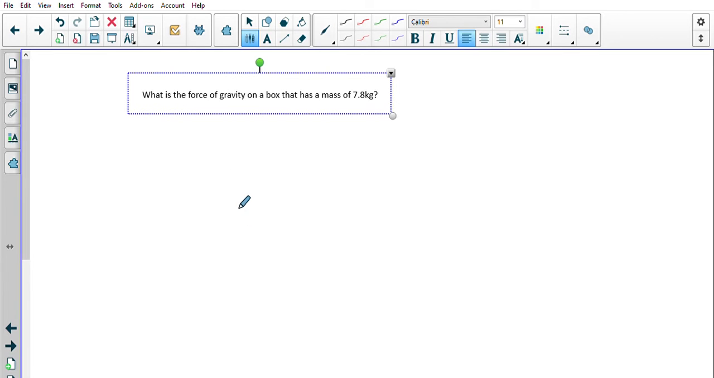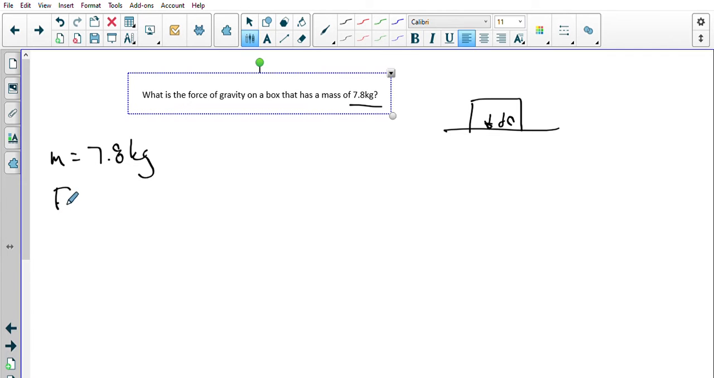All right, here we have the next question. What is the force of gravity on a box that has a mass of 7.8 kilograms? So here's our tabletop. Here's our box. Let's put some humor into this. And it's upside down. All right. So here's our number, 7.8 kilograms. What is that? Well, that's a mass. So we write that information down. We're summarizing the information. No other numbers in here. What is the question? What is the force of gravity? So force of gravity is what we are looking for.